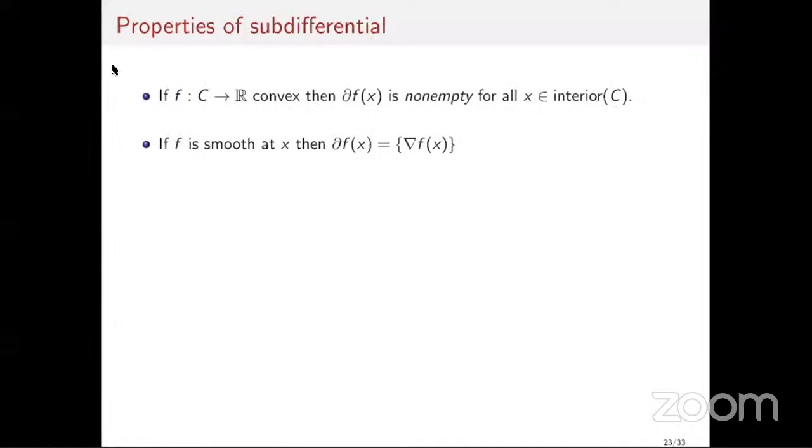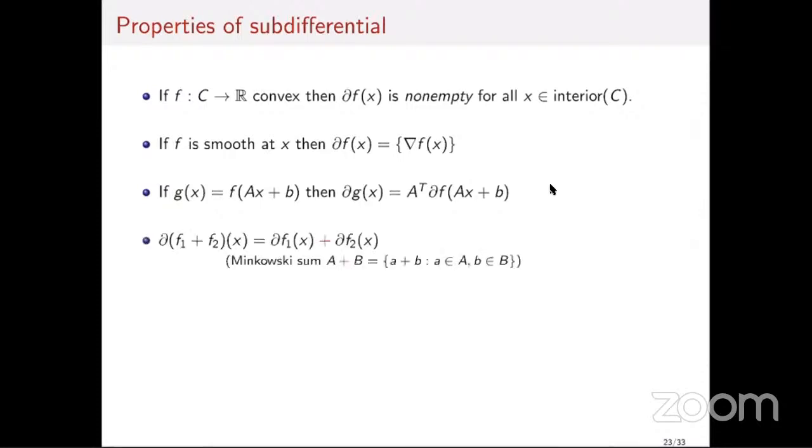You can show, and this is not so difficult to prove, I will also show how to do this, that if f is smooth at x, then the subdifferential consists of just one element, which is the gradient of f at this point x. Then we have some calculus rules, just like the gradient. If I compose f with a linear function, Ax plus b, then the subdifferential of g at x is A transpose times the subdifferential of f at Ax plus b. And this is like the gradient.